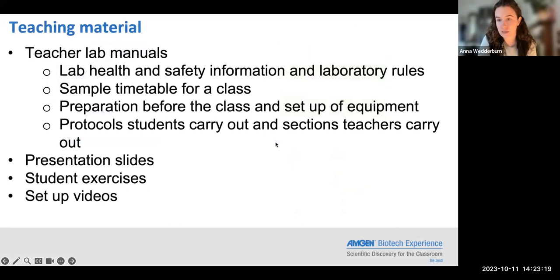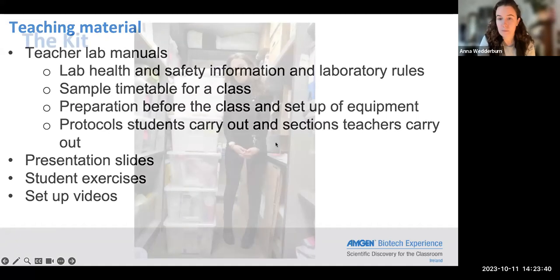You'll be aware of this already because you'll have got this video through Lab Exchange. But just a reminder that all of the teaching materials that you need are available to you on Lab Exchange. This includes teacher manuals, sample timetable for classes, worksheets for your students, video setups for the equipment, and videos of career talks, all that sort of stuff.